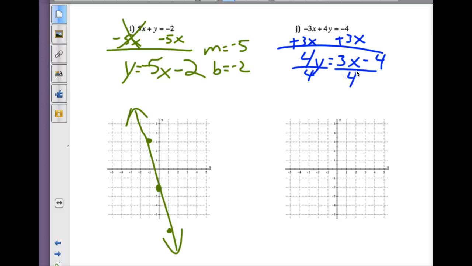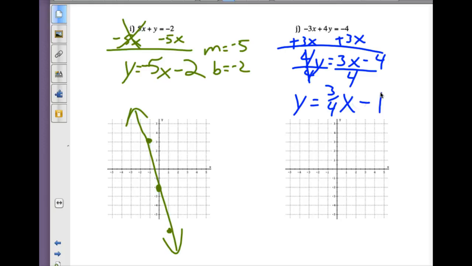Divide both sides by 4. What does y equal? See if you guys get this. Say it loud and proud. No, not 3x minus 1. You forgot to divide your 3 by 4. It's going to be a fraction. 3/4 x. Guys, on this right side, you need to have 3/4 x and then minus 1.